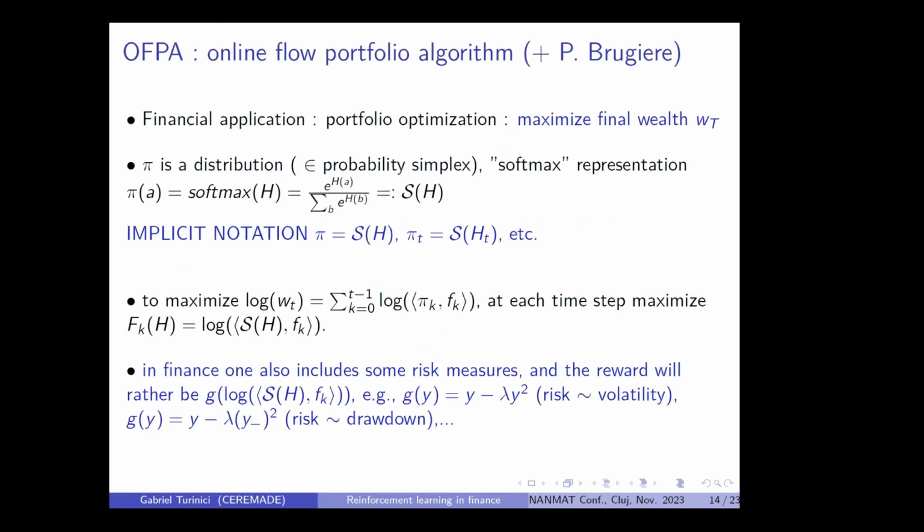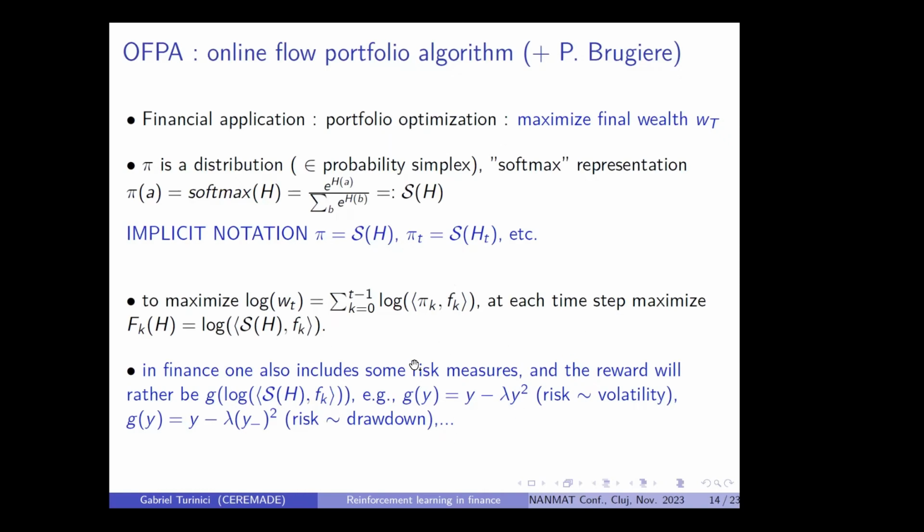So let's come to our example. You want to maximize final wealth. You have h, your variable here, and pi is the softmax of h. I will pass from pi to h very fast, so I will not write the function explicitly too much. Maximizing wealth or its logarithm is the same, so it's easier to maximize, in this case, the logarithm. So in fact, we want to maximize at each step. This is your reward, let's say, for the step at time t, or time k here.